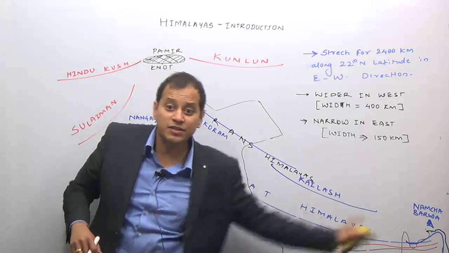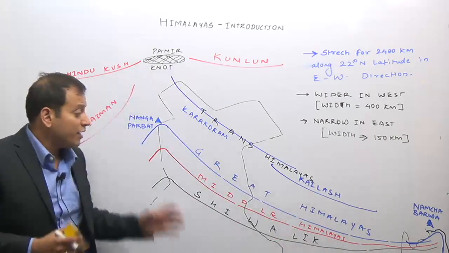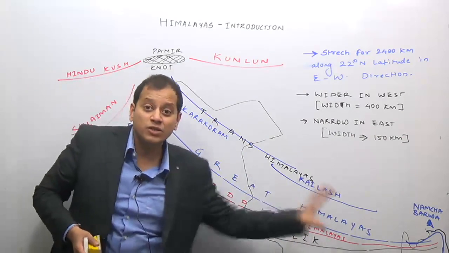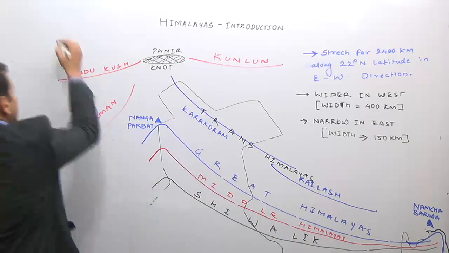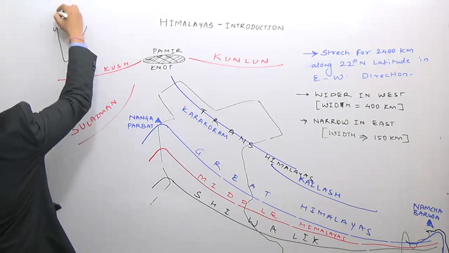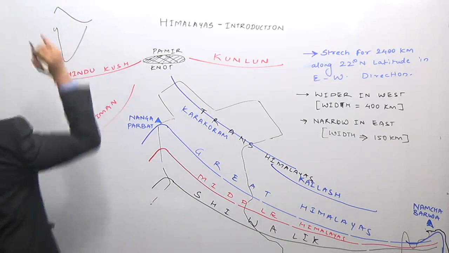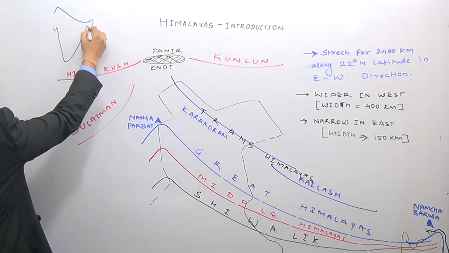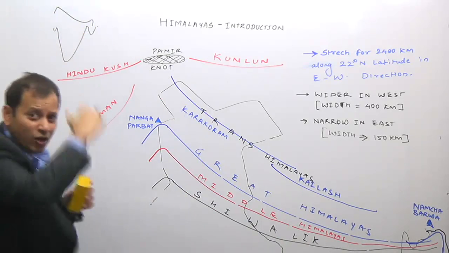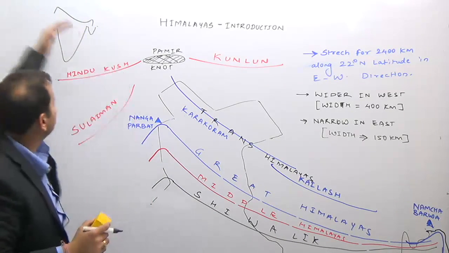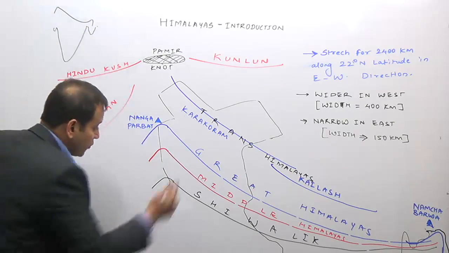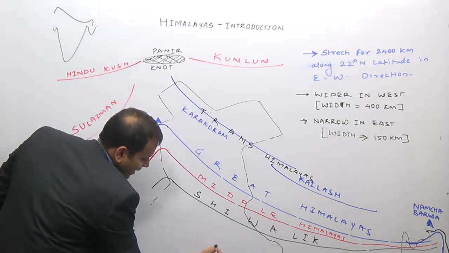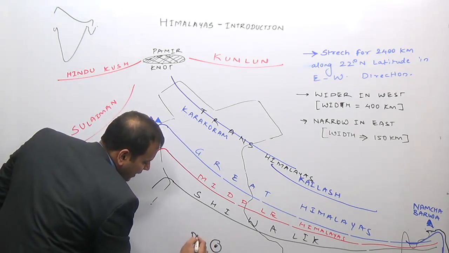the eastern Himalayas are, what we can say, more towards the Tropic of Cancer. If this is India, the eastern Himalayas are more towards the Tropic of Cancer. They are more towards the peninsular or near the tropical regions, while the western Himalayas are to the north. So if you are standing here in Delhi, this is exactly where Delhi is.